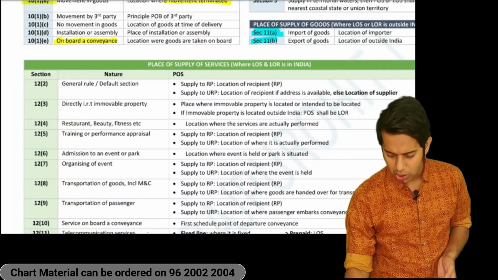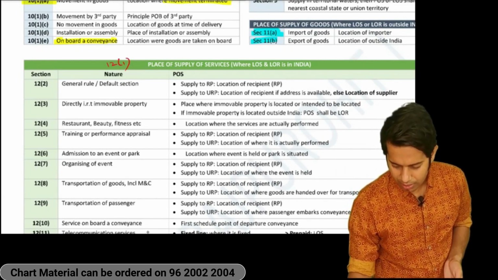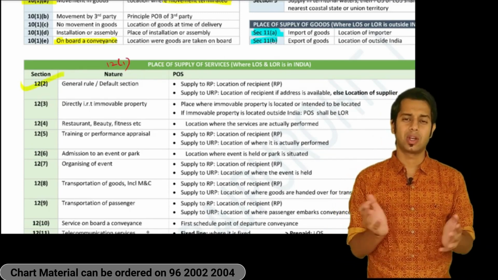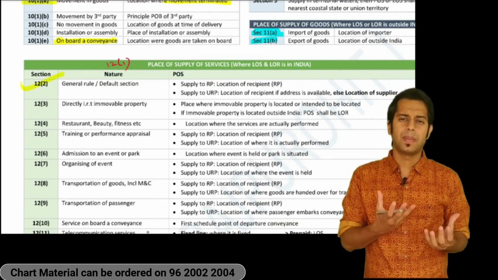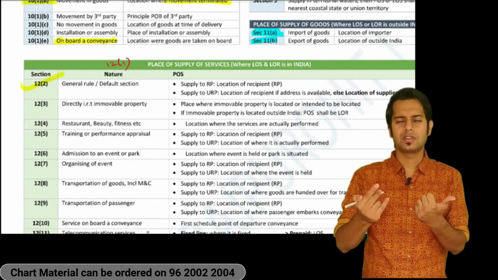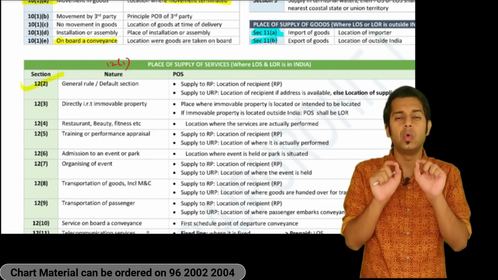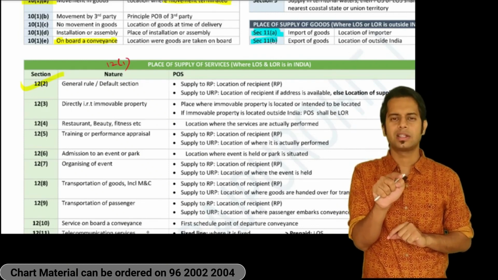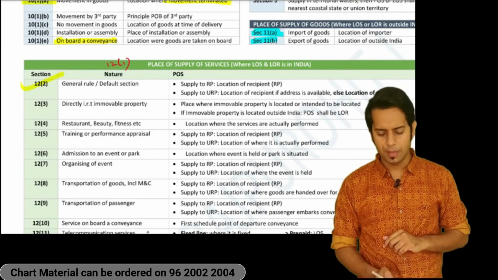Okay, sir. Section 12 subsection 1 told about that particular point which I just now told you. Section 12 subsection 2 talks about the general rule or default rule. What is the place of supply in case of services generally? If you are providing the services to a registered person, the place of supply will be the location of the registered person. If the services are provided to an unregistered person, do you have the address of the unregistered person? Yes sir, I have the address. Then the address of the unregistered person. If you don't have his address, then the location of the supplier will be treated as the place of supply.